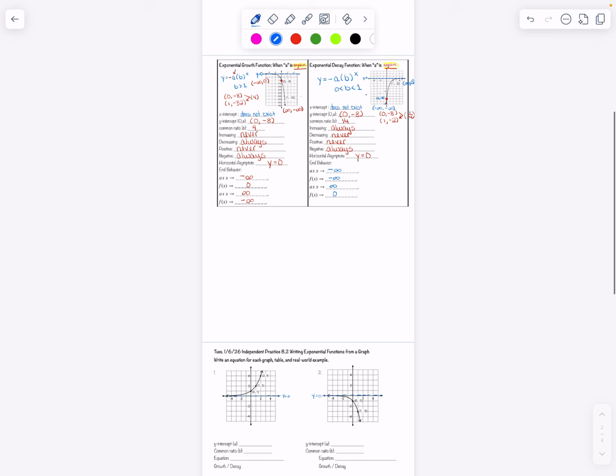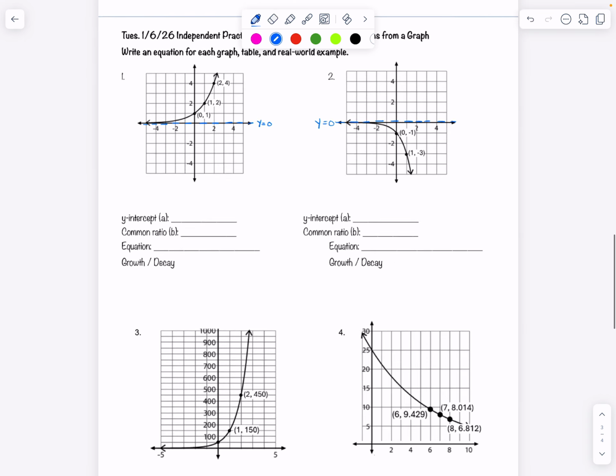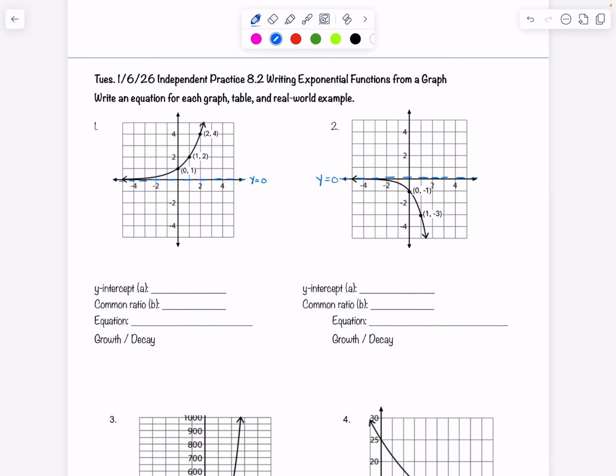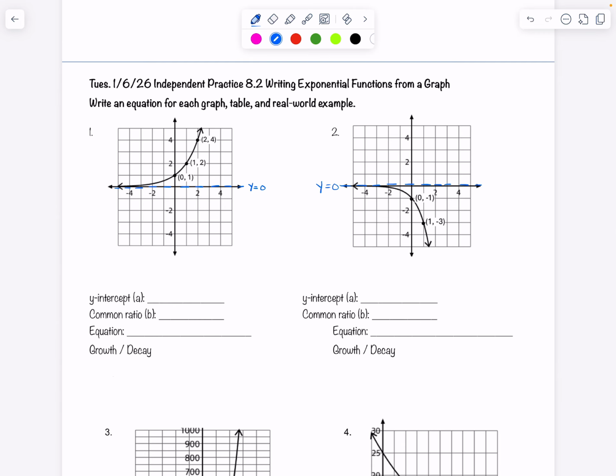Okay? All right, let's go over to the back side of your worksheet. We've got 2 examples here that I am going to do, and then I'm going to leave 2 of them for you. Now on this very first one, what is the y-intercept? Well, this graph goes forever and ever left and right, but the y-intercept is where it crosses over the y-axis. So this one is at (0, 1). You could also write it as a equals 1.